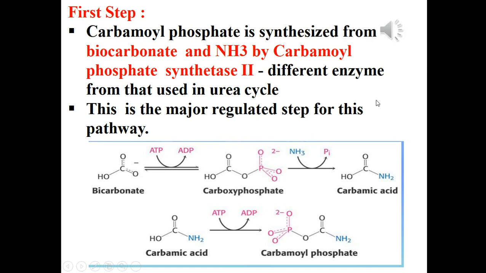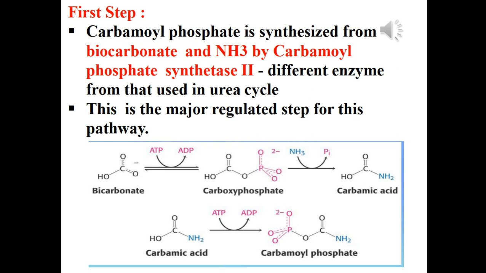So this is the first step of de novo synthesis of pyrimidine. Carbamyl phosphate is synthesized from bicarbonate that results from different metabolic processes and ammonia. This ammonia comes from the hydrolysis of glutamine, converted by glutaminase to glutamic acid plus ammonia. This reaction is catalyzed by carbamyl phosphate synthetase 2, a different enzyme from the one used in the urea cycle. This is the major regulated step for this pathway.